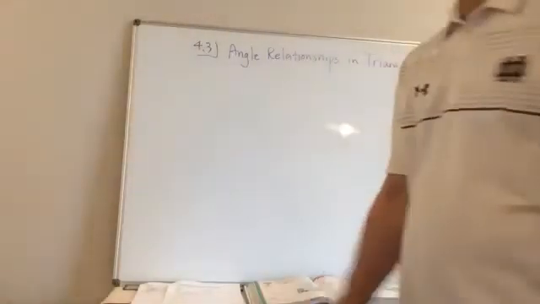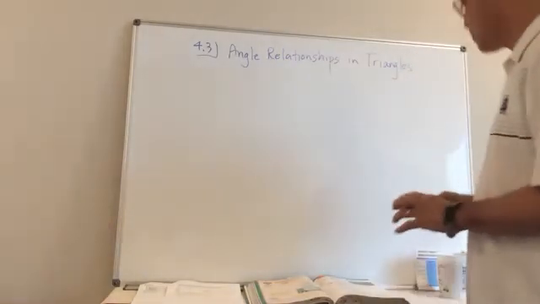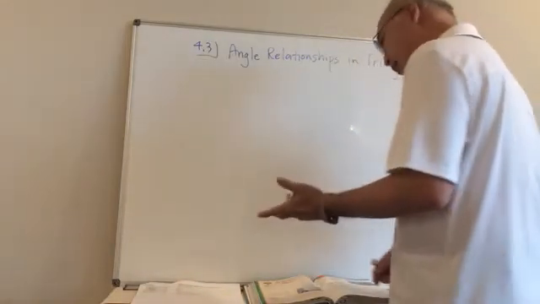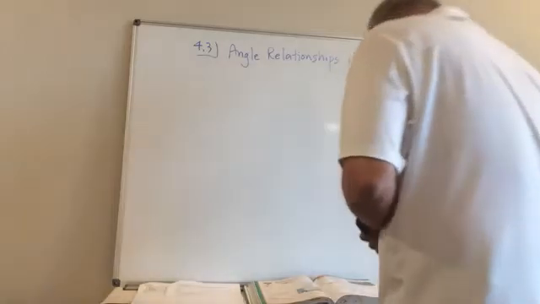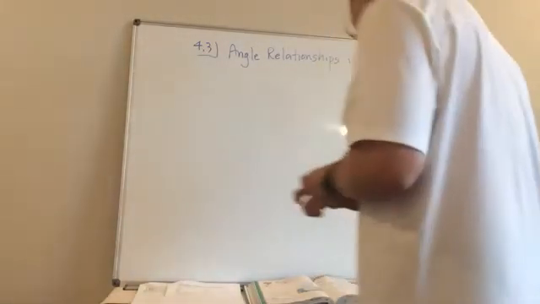Okay, so today we're going to talk about 4.3. We're going to do angle relationships in triangles. Most of the stuff you already know, but we're going to go through it. Okay, so let's look at page 231. On page 231, there is a theorem there.